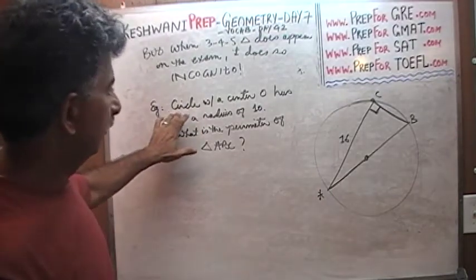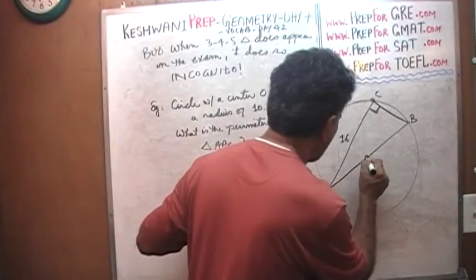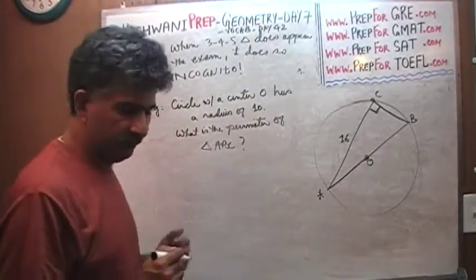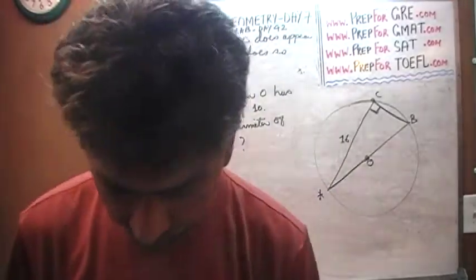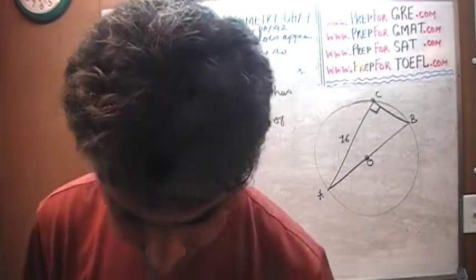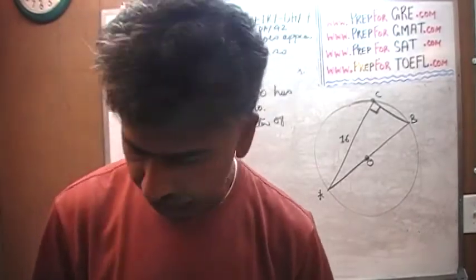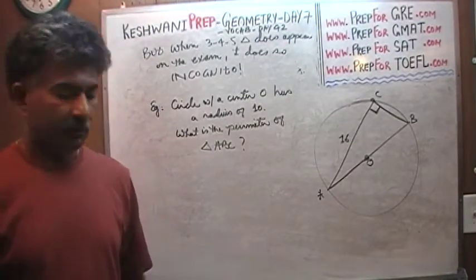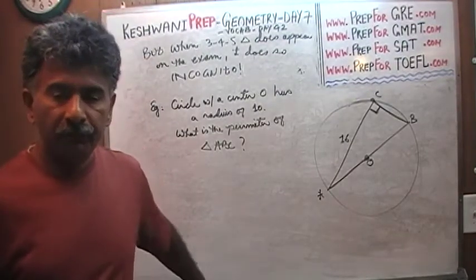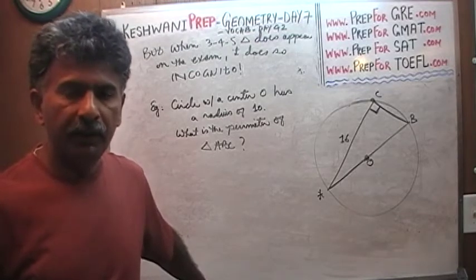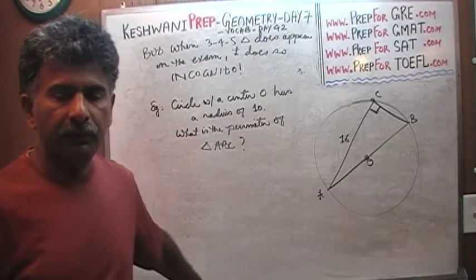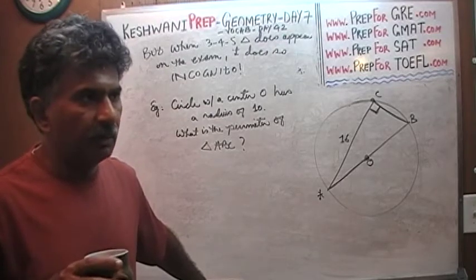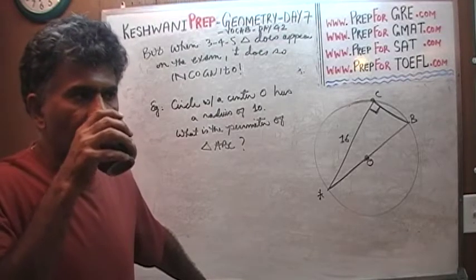We have a circle with the center O, and we are told it has a radius of 10. The question simply is, what's the perimeter of this triangle ABC? I want you to pause the video at this point. Pause it for a second. Do it out yourself any which way that you want to do it. Pause the video. Do it out. And once you have done it, you can resume the video and just listen and do it with me. I'm going to give you a couple of seconds to pause and unpause.